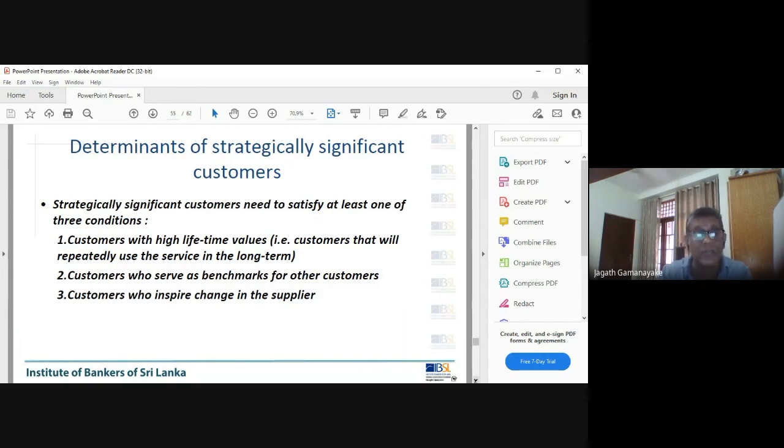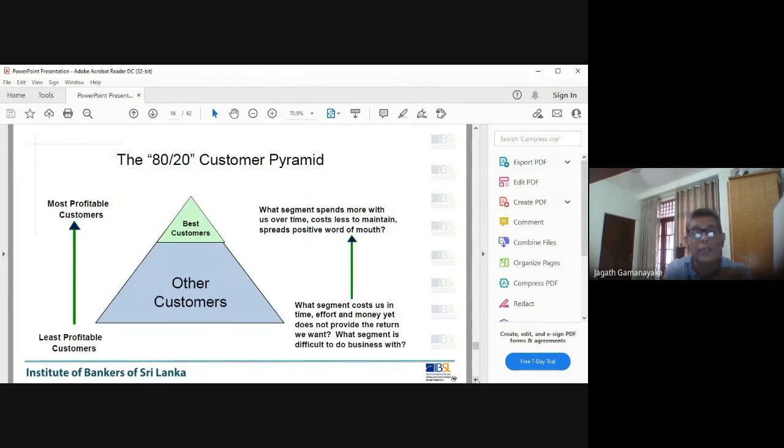Likewise, sometimes we need to pay attention to strategically significant customers, because these customers give high lifetime values, right? They are a benchmark for others, and they also inspire other people. So having understood that, your customers can be divided into an 80-20 customer pyramid, from the less profitable customers to the most profitable customers. You know the normal Pareto theory, the 80-20 theory. That means 80% of your customers bring less revenue to the organization, while 20% of your customers bring 80% of your revenue.